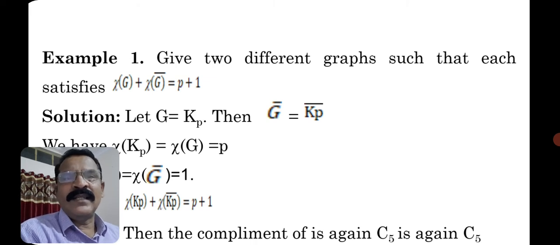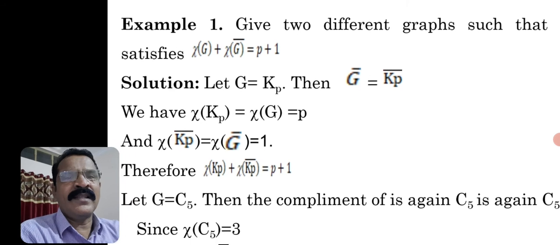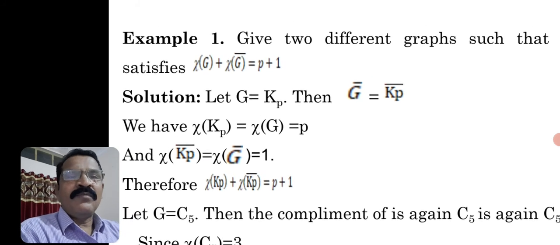Okay. Let us consider the graph Kp. So if you consider a complete graph, what would be its complement? It is a totally disconnected graph with p number of vertices, that is Kp bar. Now what is the chromatic number of a complete graph? Every pair of its vertices are adjacent. It implies you cannot assign the same color to adjacent vertices, so we require p number of colors to color the complete graph. So the chromatic number of a complete graph is equal to p.